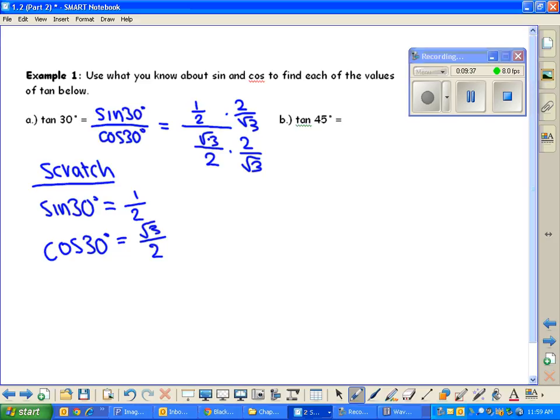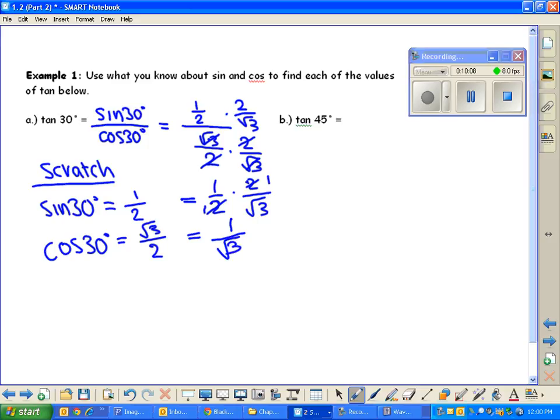But we did it so that things would cancel, right? This is like a factor of 1. This is like a factor of 1. Our whole denominator now is 1. What we are left with is 1/2 times 2 over root 3. The 2's simplify. That's another factor of 1. So when multiplying fractions, we go straight across. 1 over root 3.